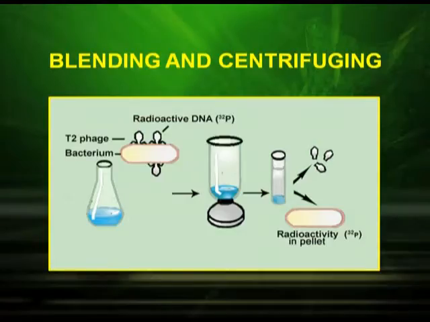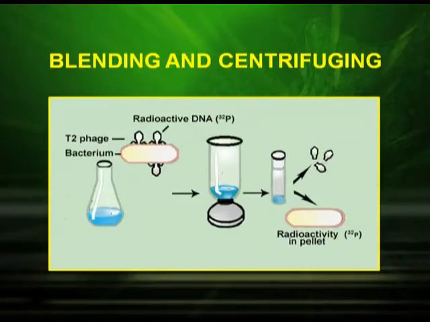Now they used two types of radioactivity. The one was P32 and the other was S35. After infection, the next step was blending and centrifuging. To their surprise, after centrifugation they found two components, the one was supernatant and the other was the pellet.